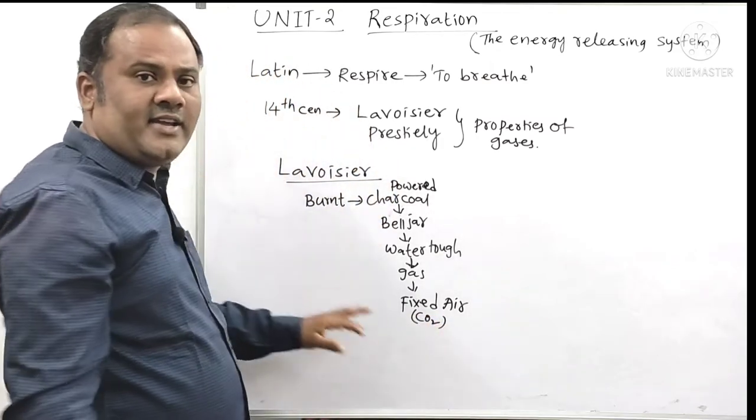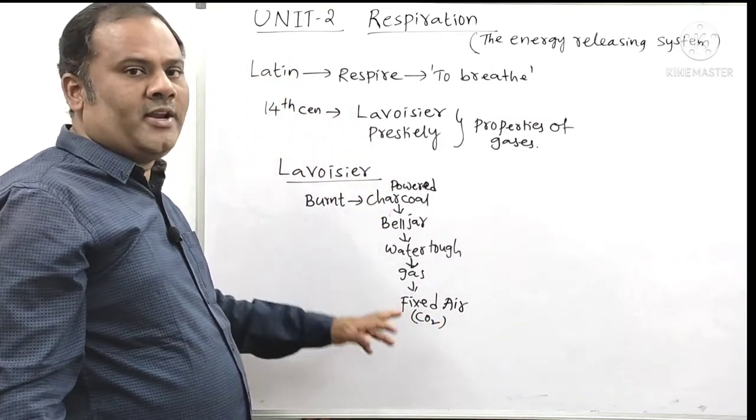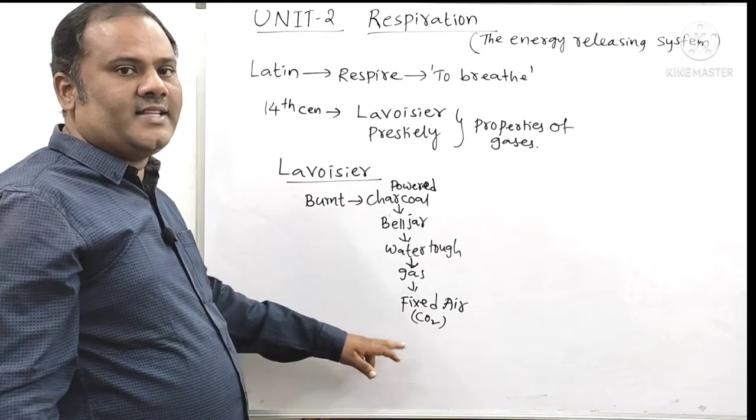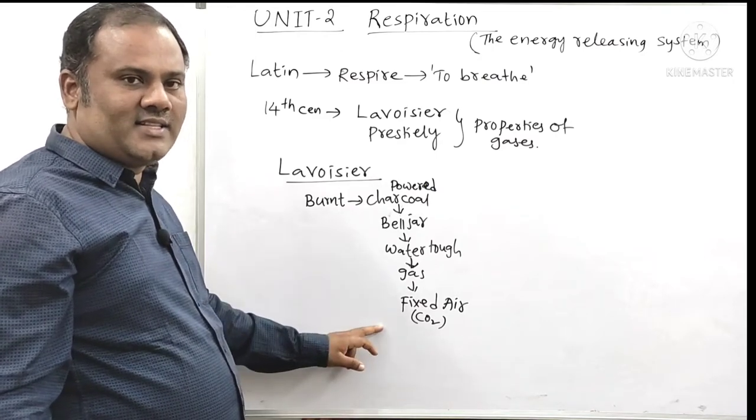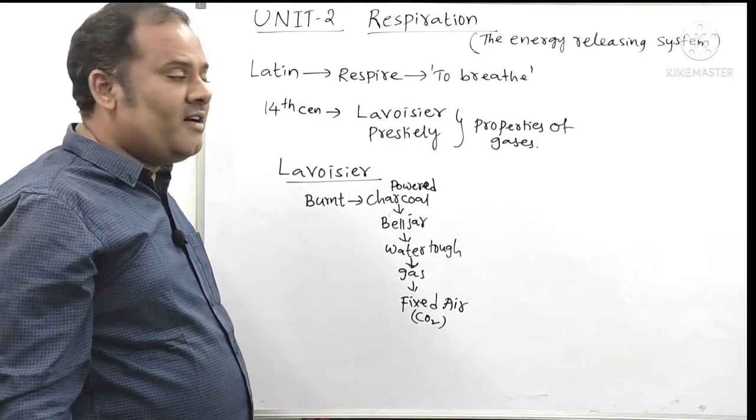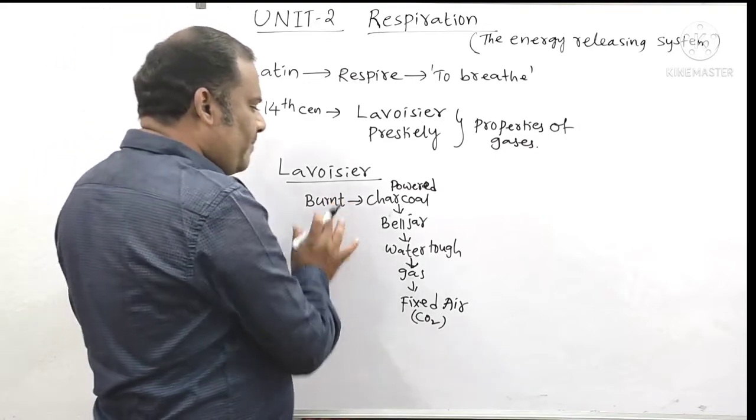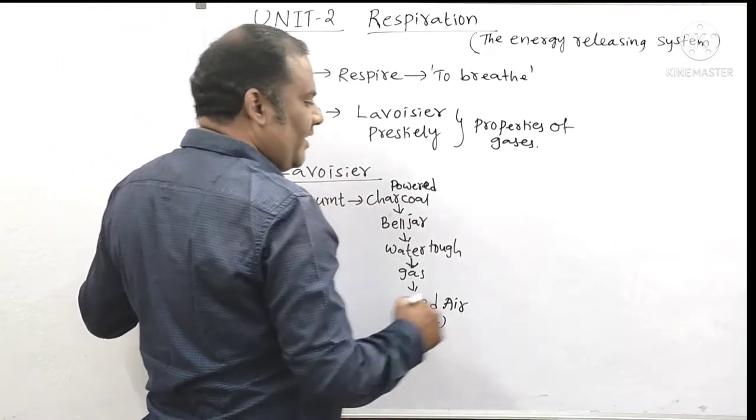It is called what? Carbon dioxide. In the beginning nobody knew about this, that fixed air is carbon dioxide. So that's why Lavoisier gave the name fixed air. And the same person, that is activity 1.